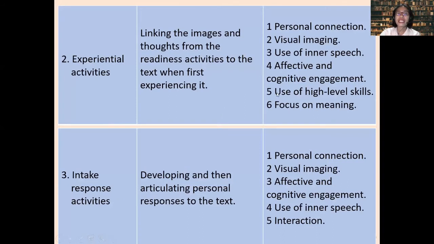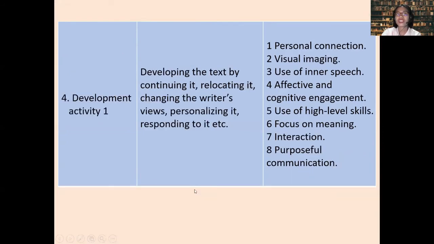Next, experiential activities, linking the images and thoughts from the readiness activities to the text when first experiencing it. And of course, you do have personal connection, you do visual imaging, you also use your inner speech, and this time there is an addendum on affective and cognitive engagement and use of high-level skills and should focus on meaning. So these are experiential activities. And then intake response activities, developing and then articulating personal responses to the text. So whatever responses you have to the given text, you have to articulate that. That's why we call it intake response activities. Personal connection, you also do visual imaging, affective and cognitive use of inner speech, and this time there is already interaction. Okay.